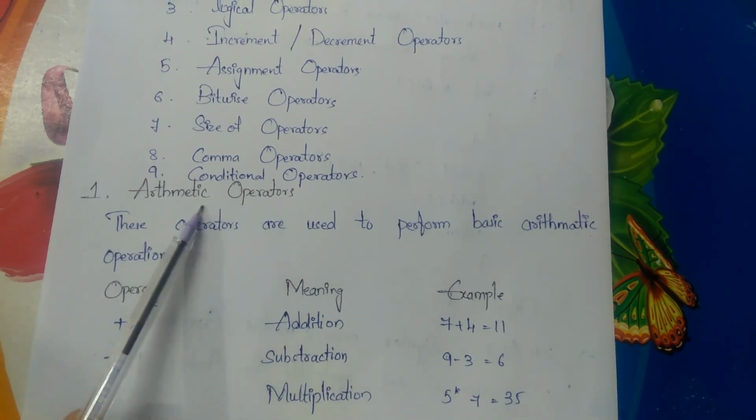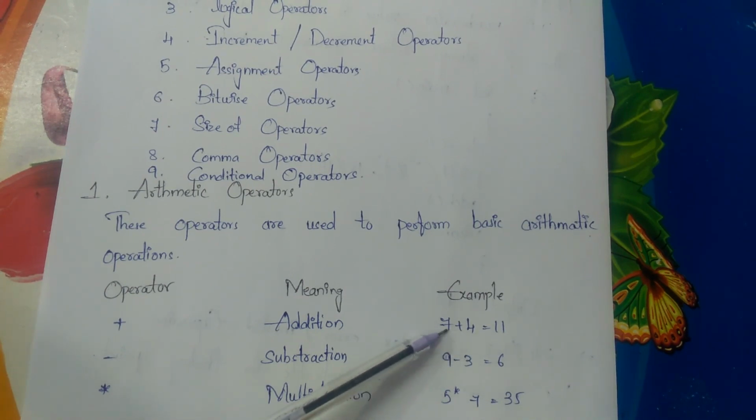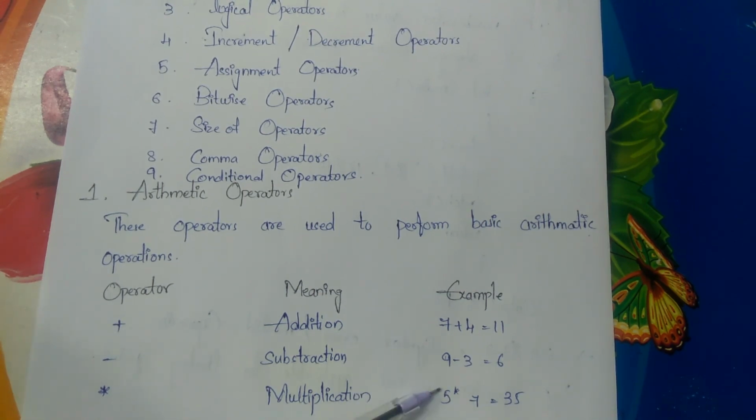These arithmetic operators come under the binary operators because we have two operands. In the first example the operands are 7 and 4, then 9 and 3, and then 5 and 7. To perform arithmetic operations we require two operands, so they come under the binary operators.